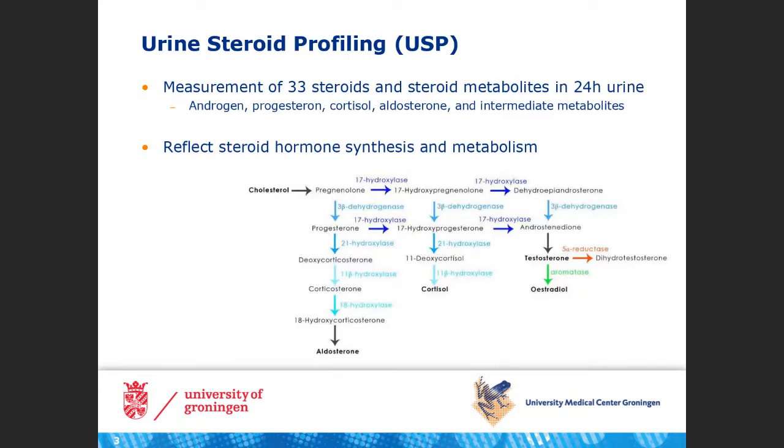During urine steroid profiling, we measure 33 different steroid hormones and their metabolites, which are mainly synthesized in the adrenal glands. This figure shows a schematic overview of steroid hormone synthesis. All of these hormones are derived from cholesterol and are converted into active hormones through many different enzymes. A measurement of these steroid hormones and their metabolites provides useful insight into the synthesis, metabolism, and excretion of these hormones, and may reveal underlying enzyme deficiencies or diseases that are associated with steroid hormone overproduction.